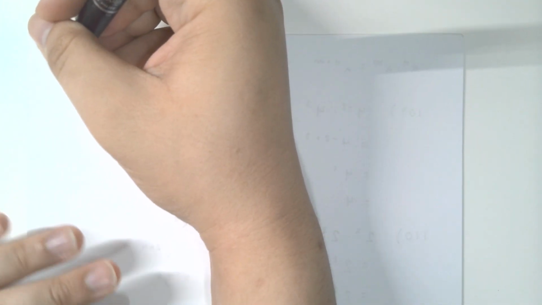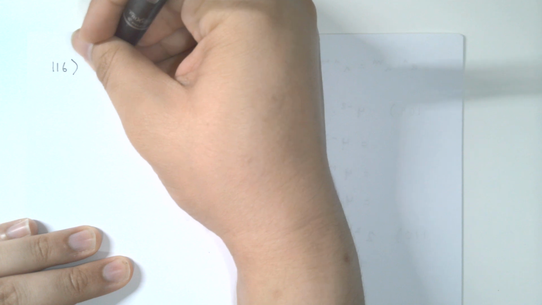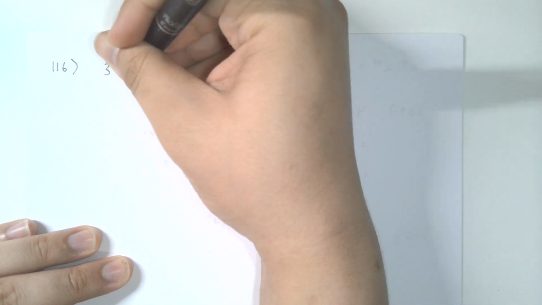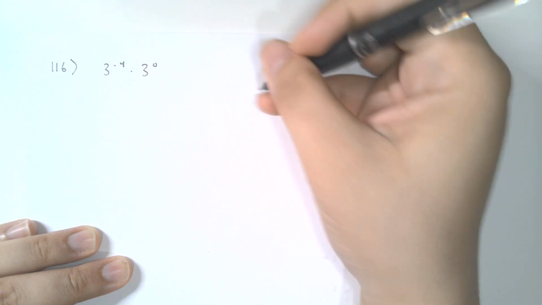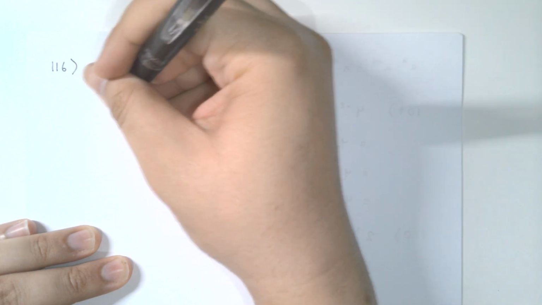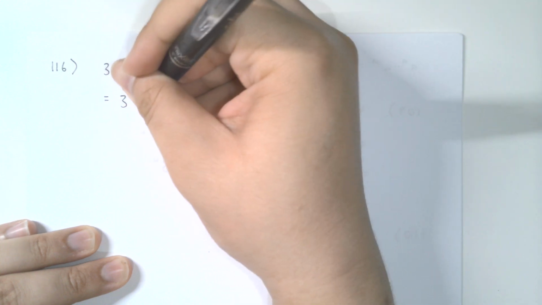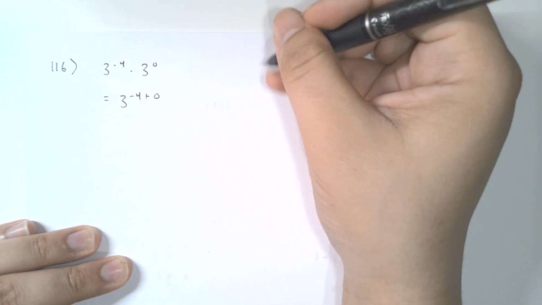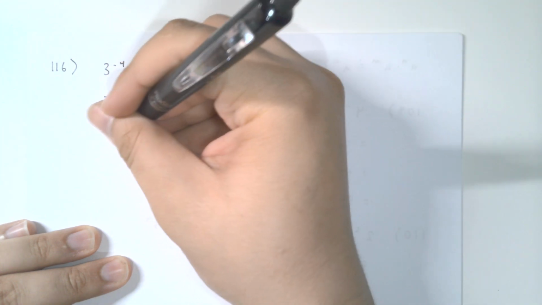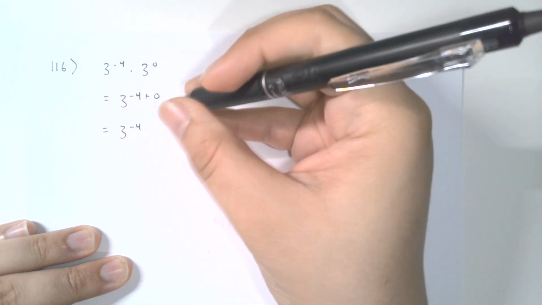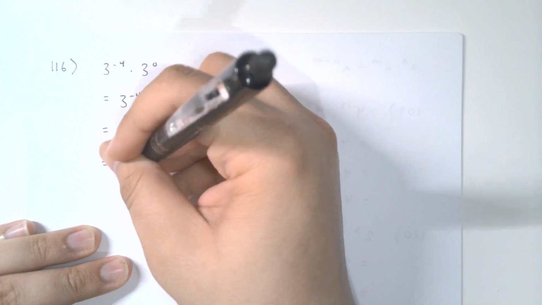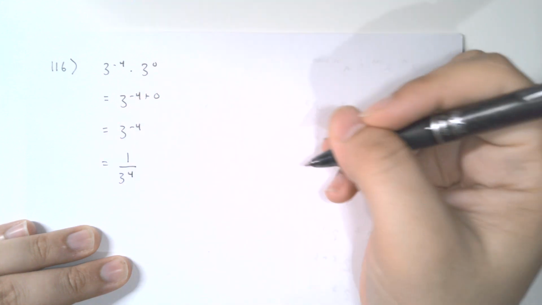Let's look at number 116. For 116, we have 3 to the negative 4th power times 3 to the 0th. This is equal to 3 to the negative 4th plus 0. We just add our exponents. So we have 3 to the negative 4th, which is equal to 1 over 3 to the 4th.